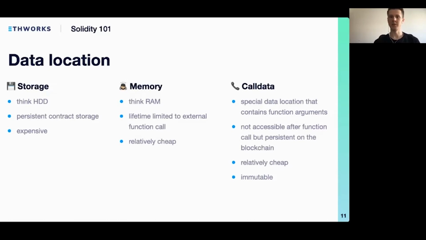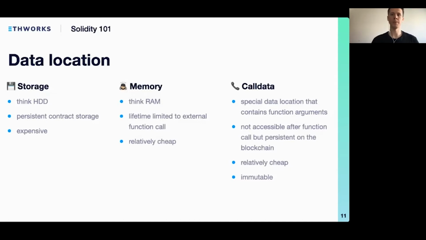Therefore, it's relatively cheap to write because it's not stored permanently on blockchain. It's only allocated when the transaction is executed on the miner node, and it's gone after that.